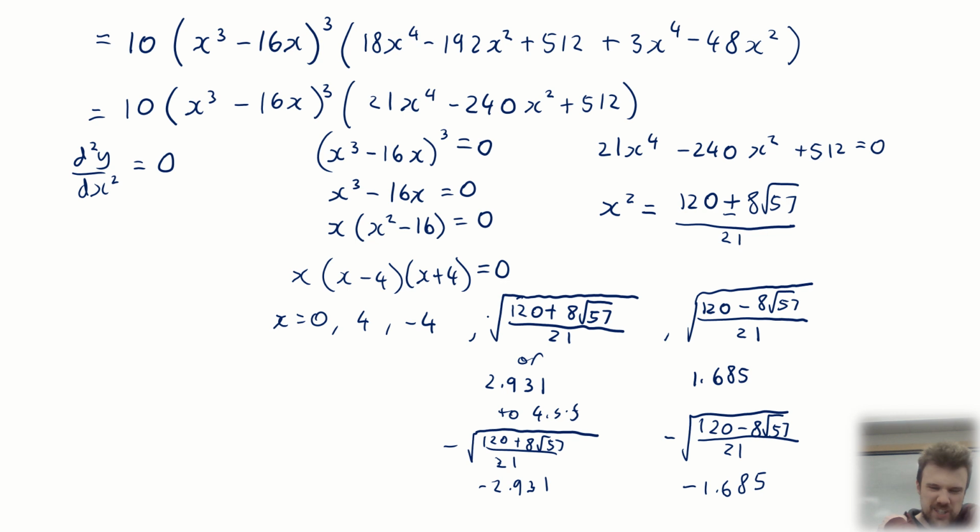Right then, so we've got potentially 7, my goodness, 7 points of inflection to check. To check for points of inflection, all you've got to do is check the sign of the second order derivative either side of it. So that is what we're going to do now. What you're looking for is a change of sign either side of each of them to see if they are a point of inflection.